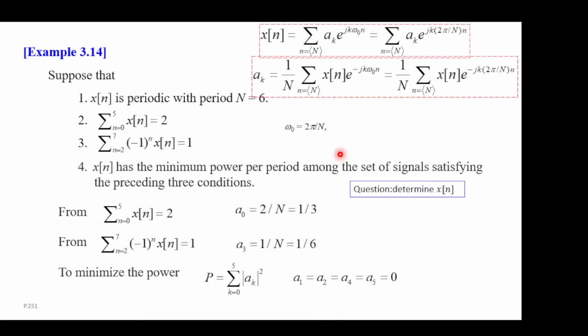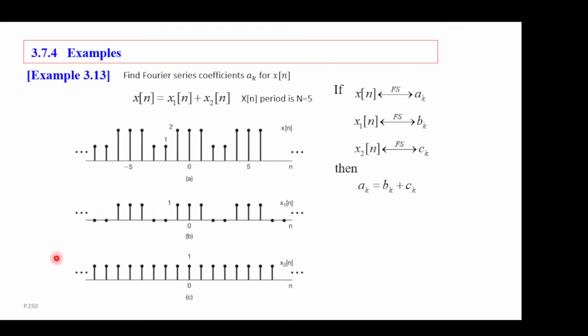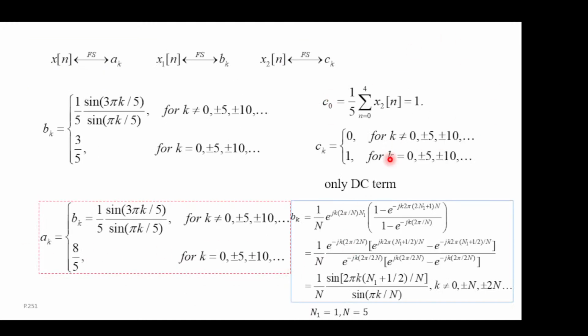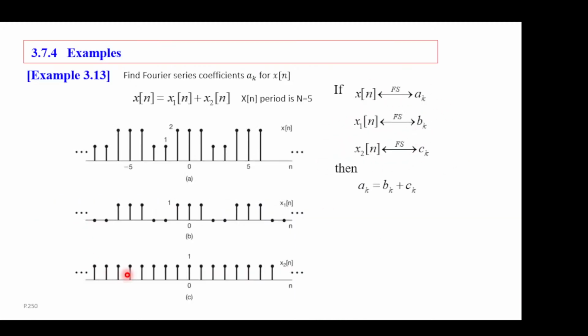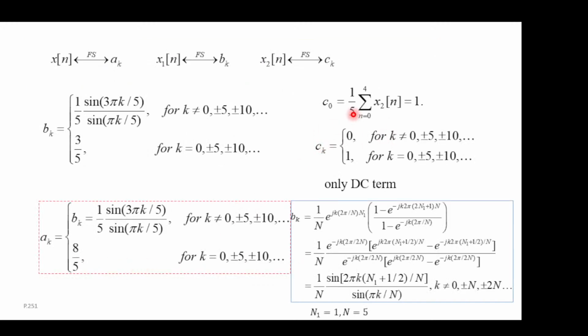And for ck it's easy because you see there is no variation here, so there is only the DC term. Okay. So there is only the constant term with k equals 0. The constant term is obviously 1 because it's all 1, so the average is 1. And there is no other term because it's a constant. Okay. So yeah, very easy.